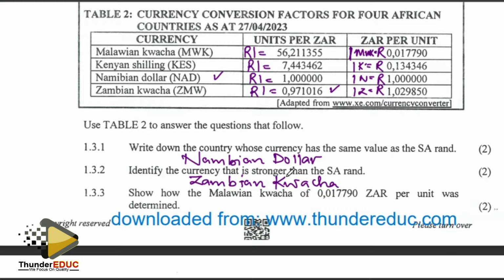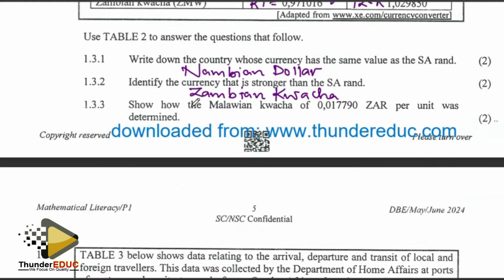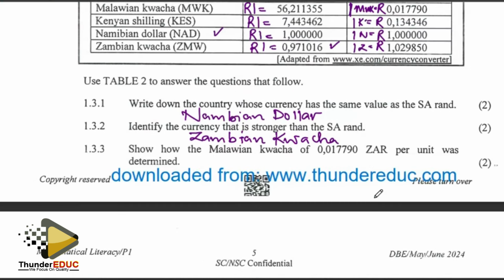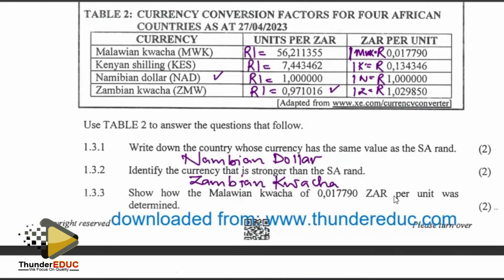Okay. Show how the Malawian kwacha of 0.01779 ZAR per unit was determined. Now this is so simple. All you do is change this here. Since we want this to become 1, we divide through by this. So this was determined by 1 divided by 56,211,355. That's how they determined this value here.